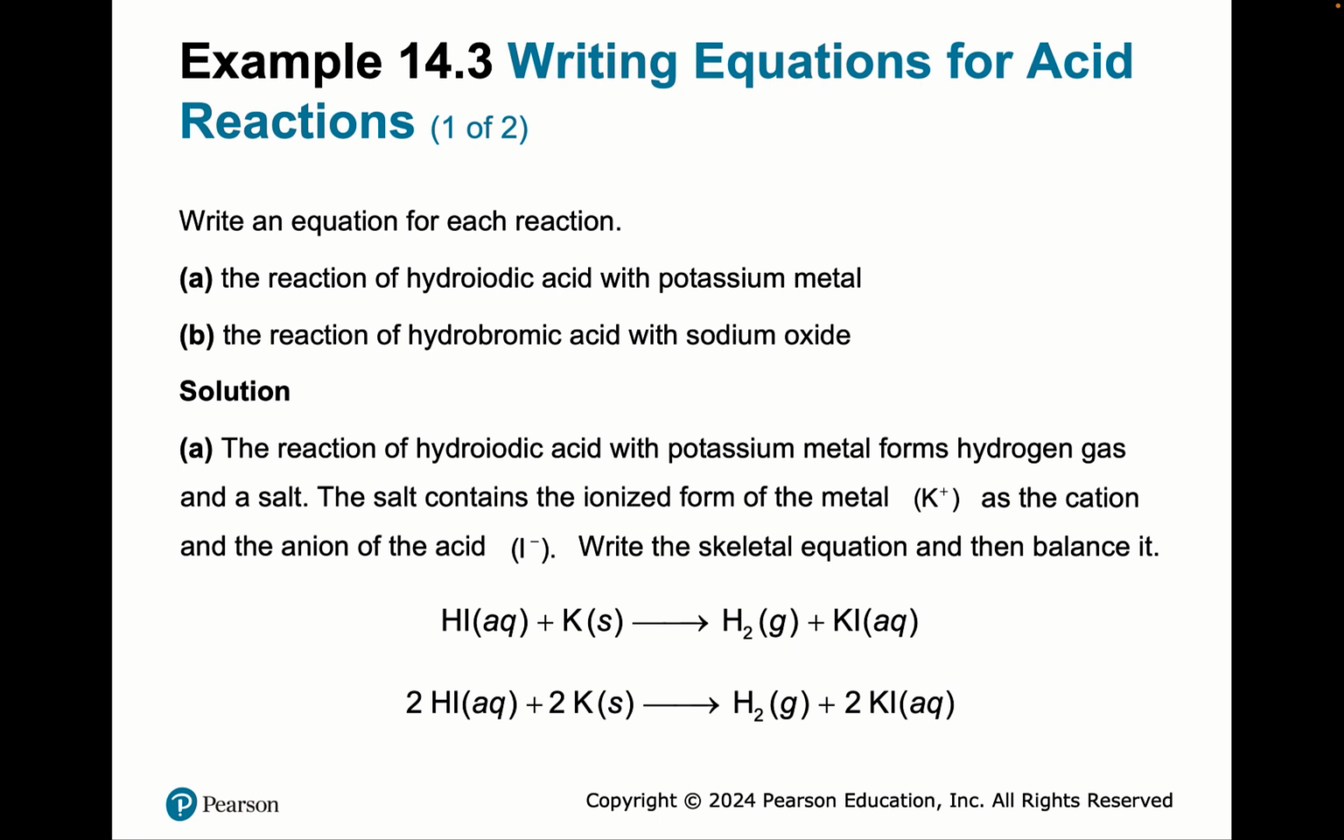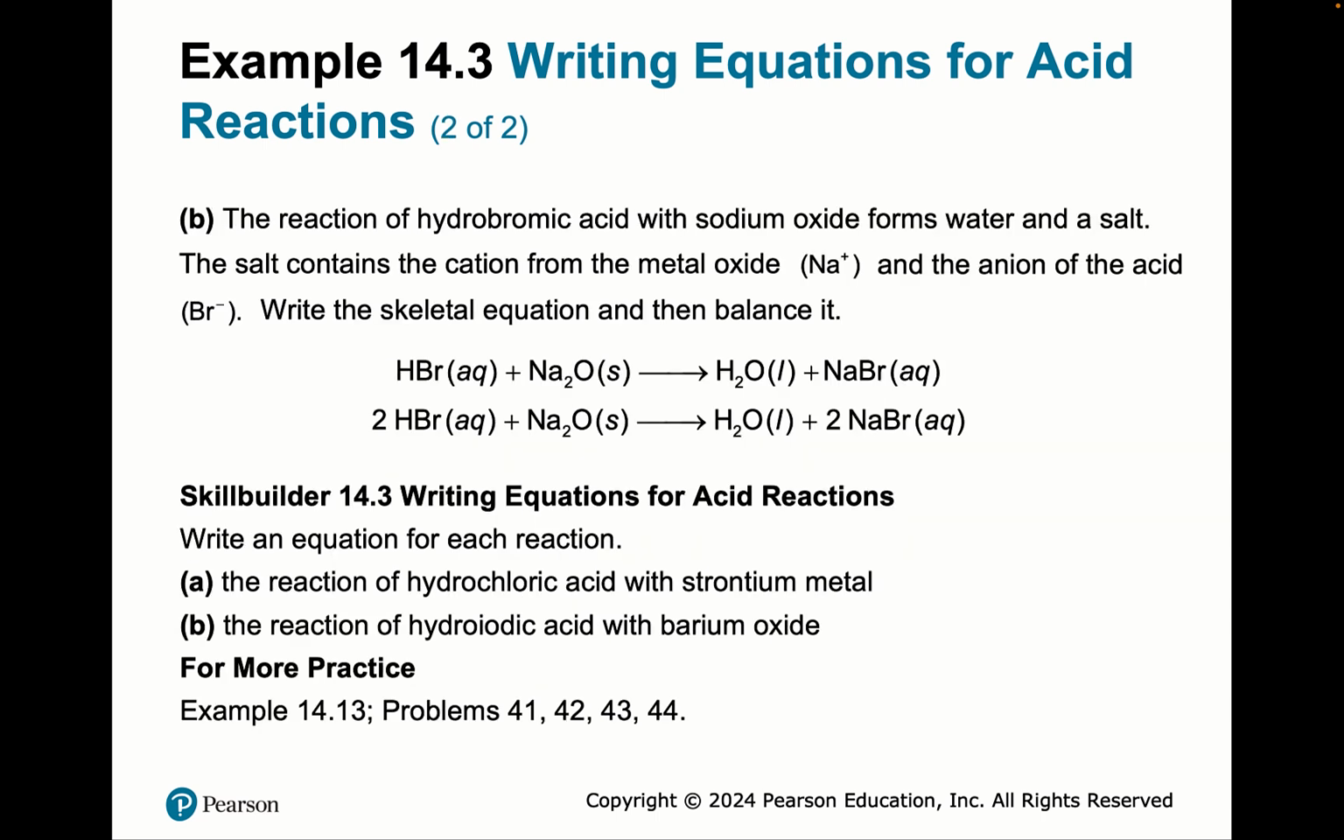So we balance it. You have to balance the hydrogens. You need to have 2 hydrogen iodides and then 2 potassium to form 1 unit of H2 gas, and then 2 potassium iodide. The kicker there is the hydrogen is what pushes it over to have the full units.